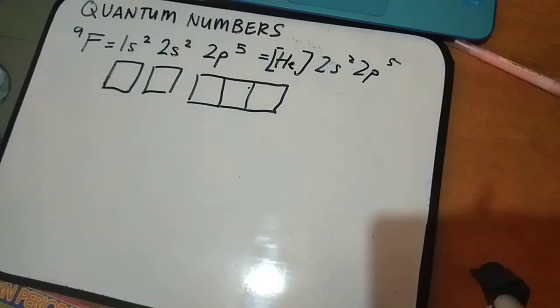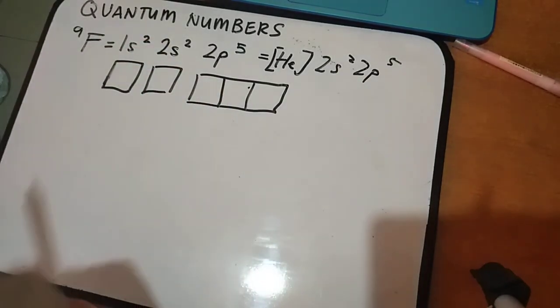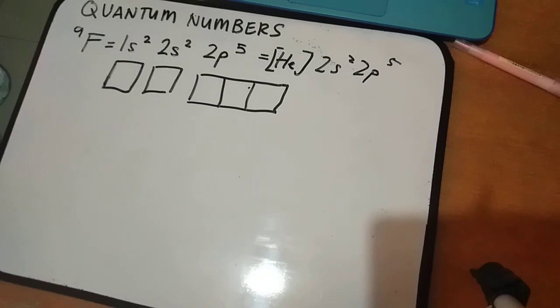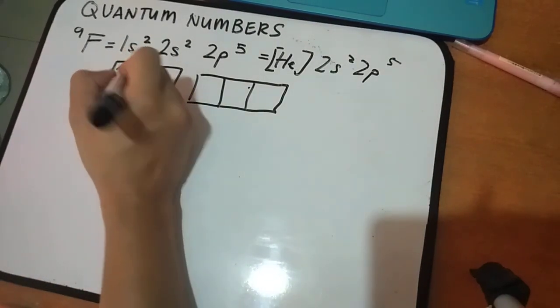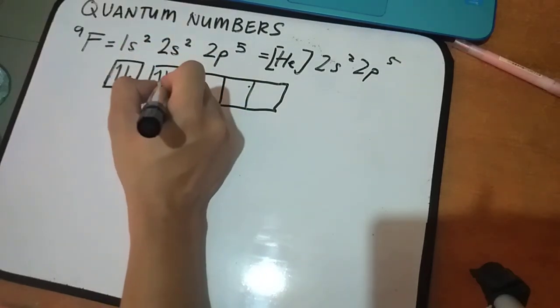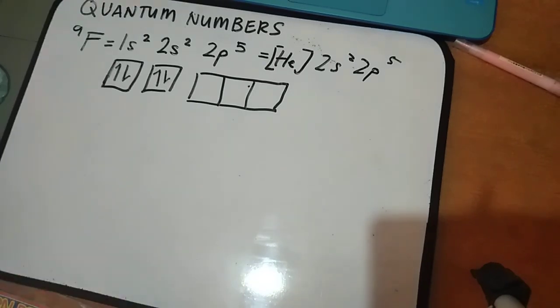Okay. So, 1S, 1 box, 2S, 2P5. So, we follow the arrow. So, una dapat, arrow up, arrow down, up, down. Okay. Paano naman yung 2P5? Paano natin siya gagawin?